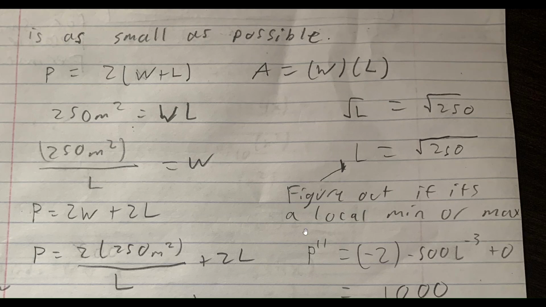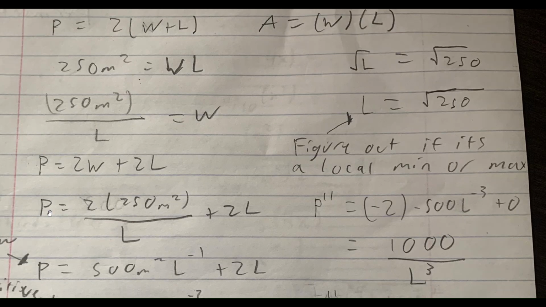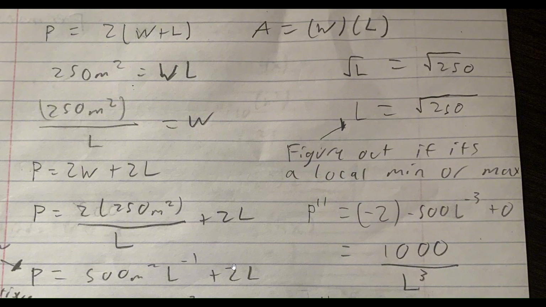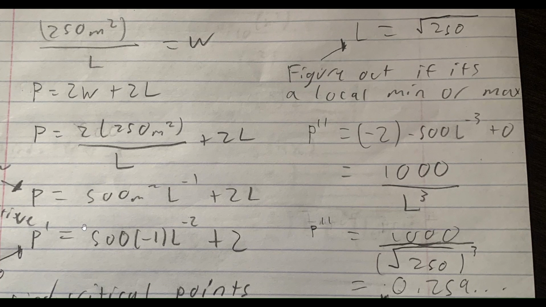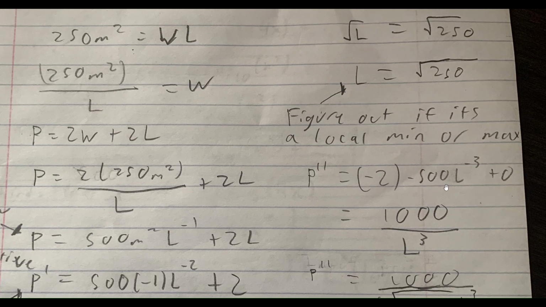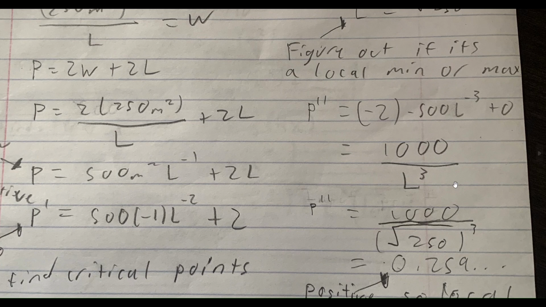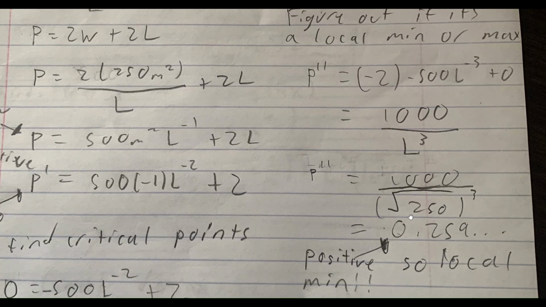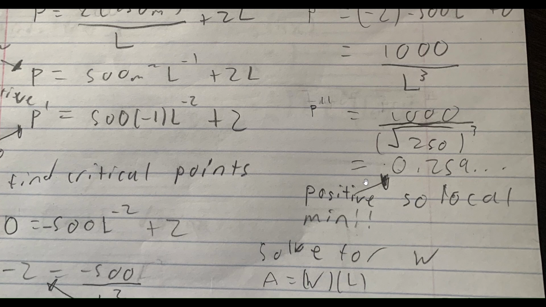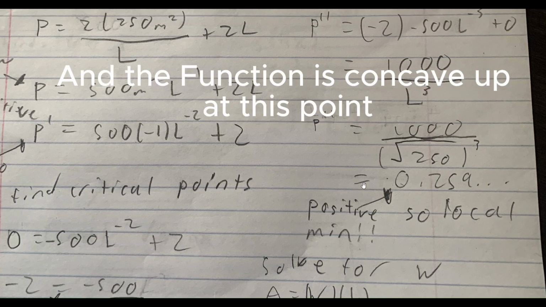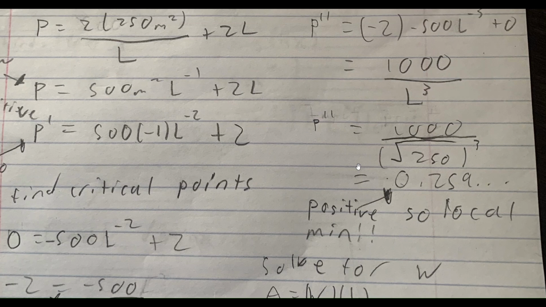Now we have to find out whether this point is a local minimum or a local maximum. We do that by getting the second derivative of this perimeter function. We just get the derivative of the derivative that we previously found, which would be negative 500 L to the power of negative 3, multiplied together, which then gives us 1000 over L cubed. Then we plug in the L value we previously found, which gives us a positive value, which means that this is a local minimum. So this is what we want, as this means that this is the smallest possible length that we can have.